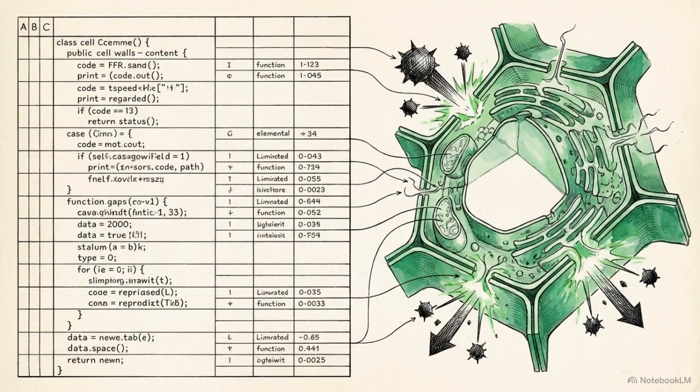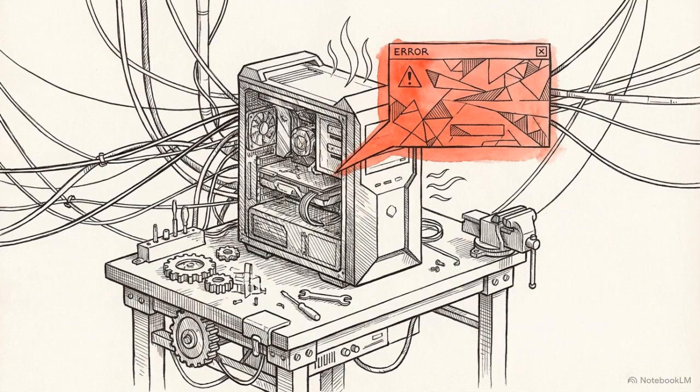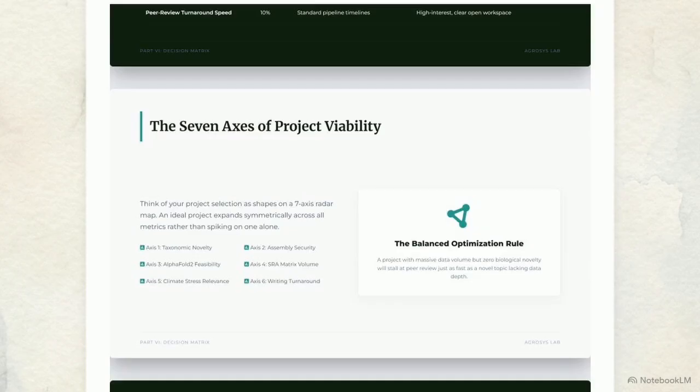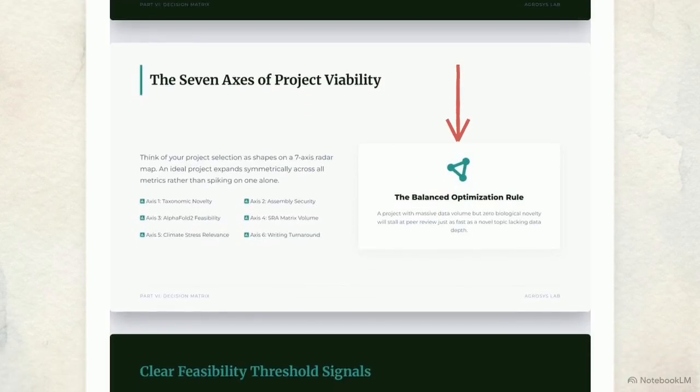A common misstep here is designing massive, multi-cultivar pangenomic setups. These pipelines overload local workstation hardware, but frequently offer zero novel biological insight. Instead, project selection should be viewed symmetrically across multiple metrics, as detailed in the 7 axes of project viability. You need an ideal shape expanding across taxonomic novelty, assembly security, AlphaFold 2 feasibility, and climate stress relevance, rather than spiking on just one. This is the balanced optimization rule.